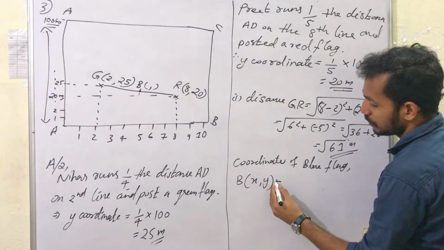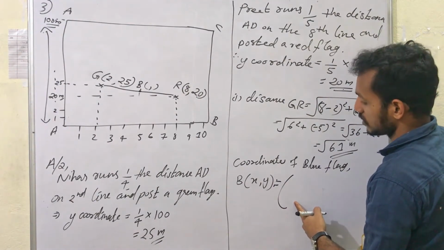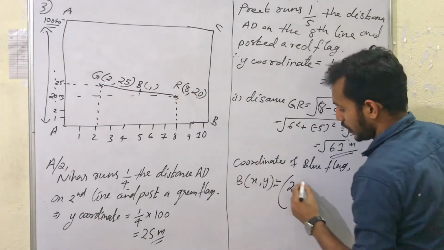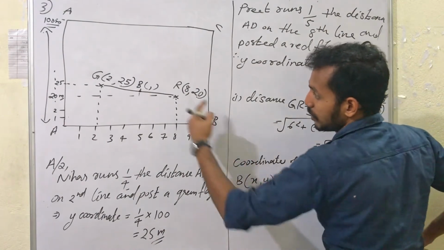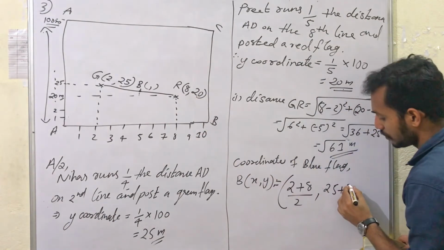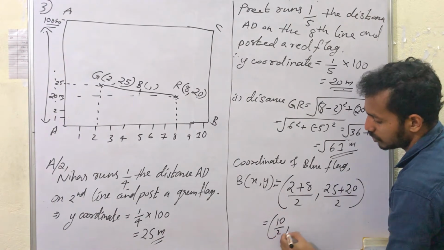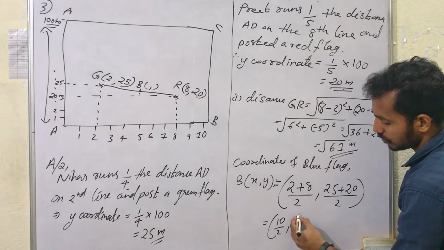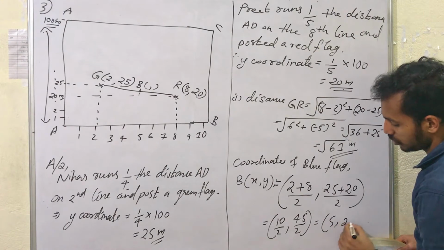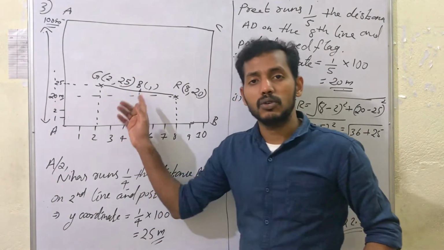So according to the midpoint formula, what we will get? x1 plus x2 divided by 2. That is the midpoint formula we have discussed. So x1 is 2 plus x2 is 8, divided by 2, comma, the y coordinate will be y1 plus y2 divided by 2, that is 25 plus 20 divided by 2. 2 plus 8 is 10 divided by 2 is 5, comma, 25 plus 20 is 45 by 2, which is equal to 22.5. So this is the coordinate of the blue flag.